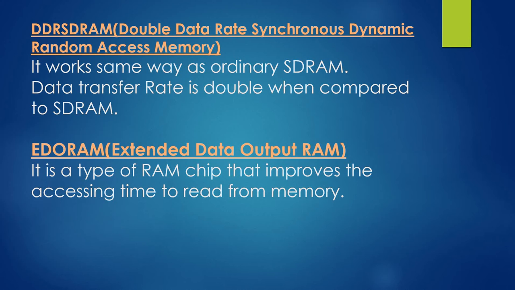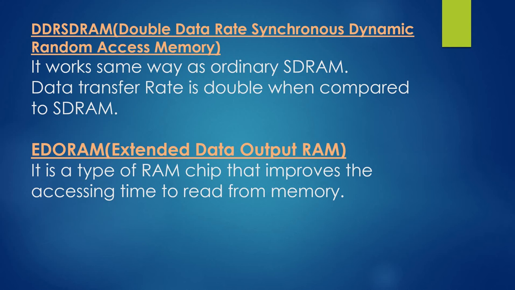Then SDRAM is synchronized to the system clock. DDR SDRAM is also synchronized to the system clock. But the difference is that the data transfer rate is double compared to SDRAM.